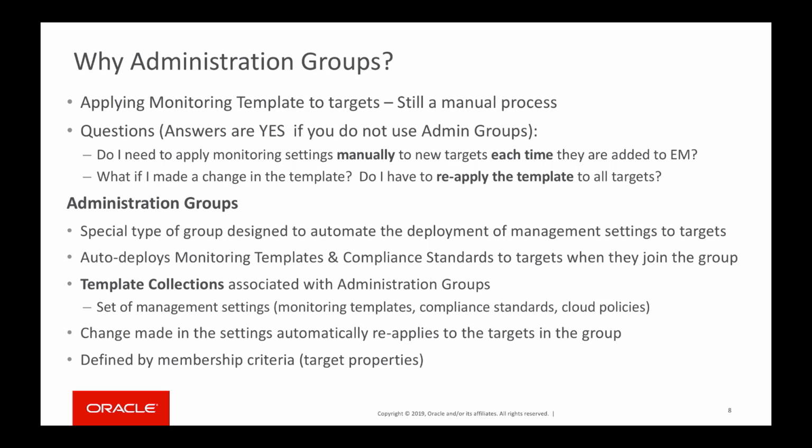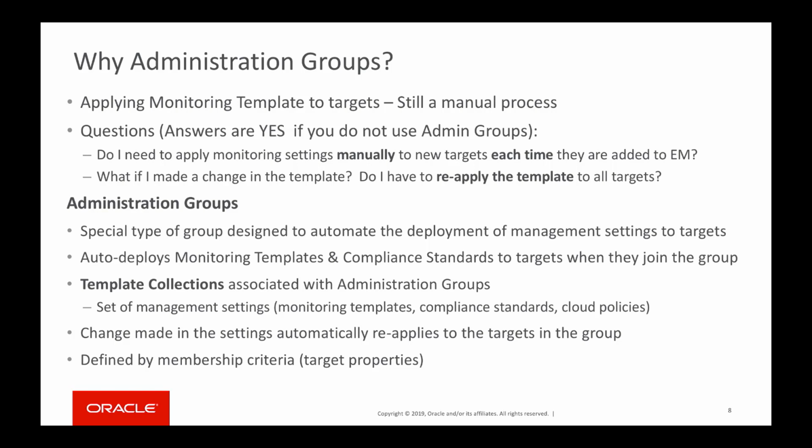Administration group, or admin group for short, is a special kind of group that is designed on purpose for automating the deployment of monitoring settings and compliance standards, especially to a large number of targets. So using an admin group, when a target is added to the group, EM automatically deploys the monitoring template to the newly added targets. And that is not only one monitoring template.